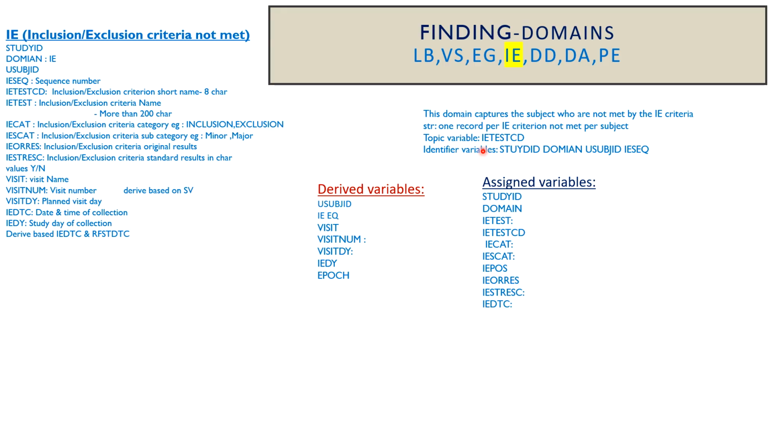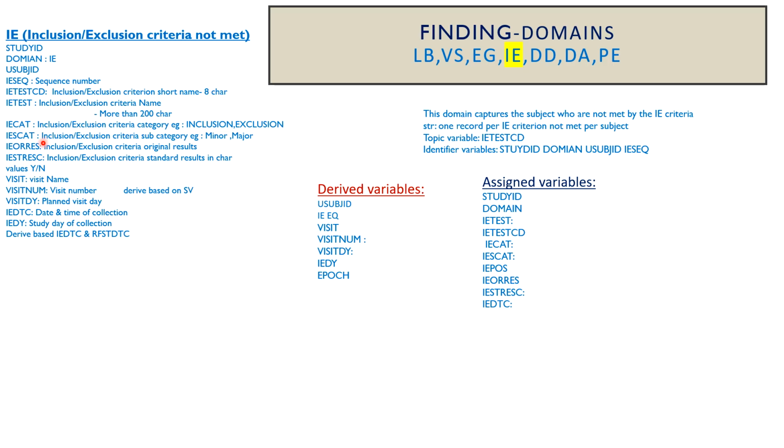The topic variable will be IE test code. The identifier variables will be common: study ID, domain, unique subject ID, and IE sequence. So in the IE domain, these are the variables that will come: study ID, domain, unique subject ID, IE sequence, IE test code, and IE test. Here IE test will be like the inclusion name, the name of the inclusion criteria, which can be up to 200 characters. But the test code will be only 8 characters.